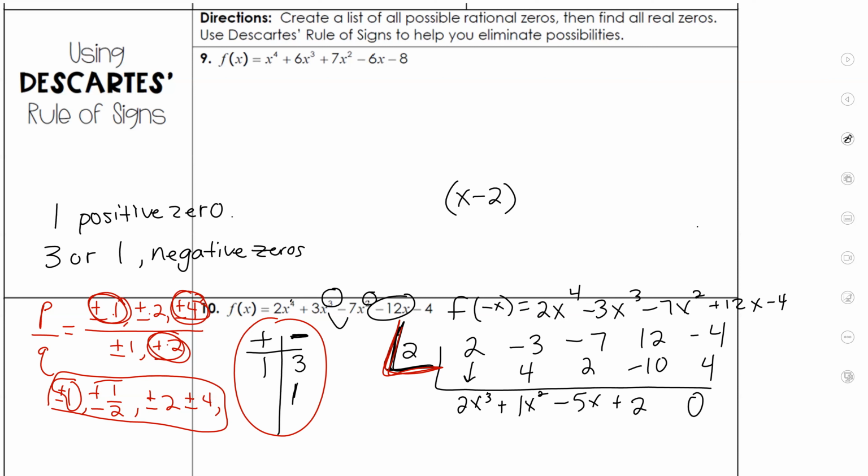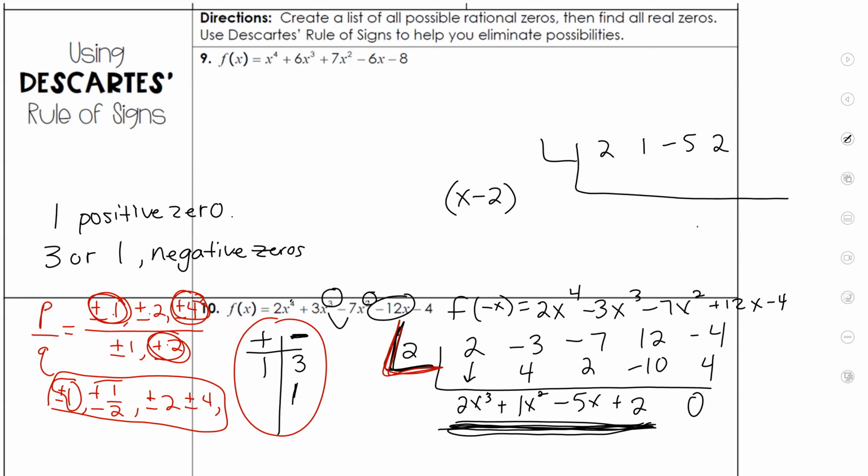Okay, so which one do y'all want to test next? -4, okay. Now guys, look what I'm gonna do. I know this is a factor. I'm gonna use this for my synthetic division. Let's use the new polynomial that I have. I'll do it right here. My new polynomial, the coefficients are 2, 1, -5, and 2. And you guys wanted to test what? -4? Okay. So bring that down.